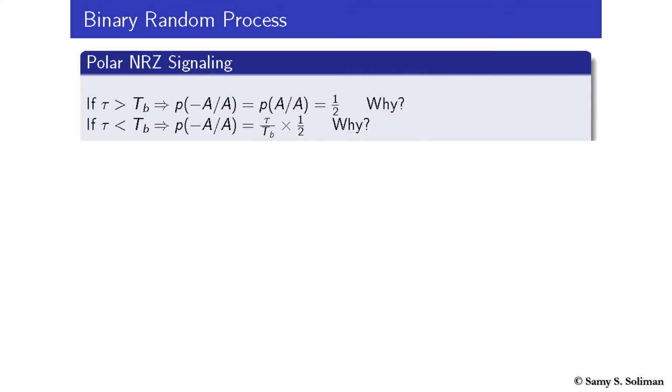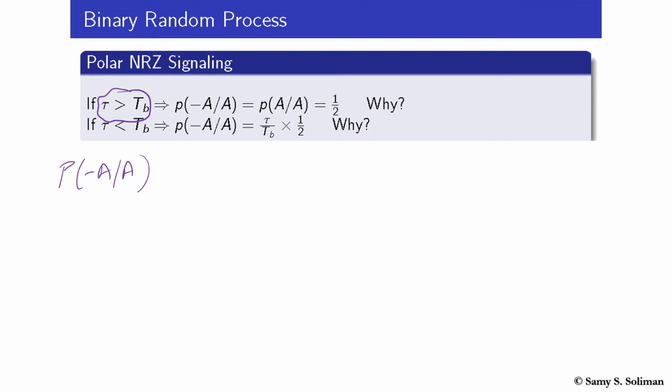For the first case, if tau is larger than TB, which means that both samples are taken at two different bits, because if tau is larger than TB, that means definitely the first sample and the second sample fall within two different bits. So in this case, the probability of negative A given A represents the probability that the second sample, or the second bit, is represented by negative A given that the first is represented by A. Or in other words, it is the probability that the second bit is 0 given that the first bit is 1.